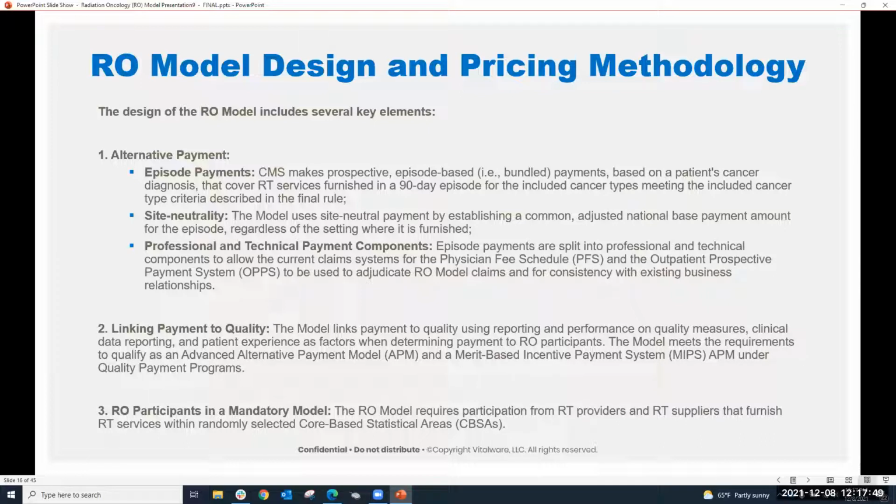And then this model will link payment to quality, and I'm sure that's nothing new that you've seen. That seems to be the going thing now, linking your payment to quality, which is good. And then lastly, the RO participants are required to participate. So it is not an optional model. You can only opt out if you don't have enough episodes of care.